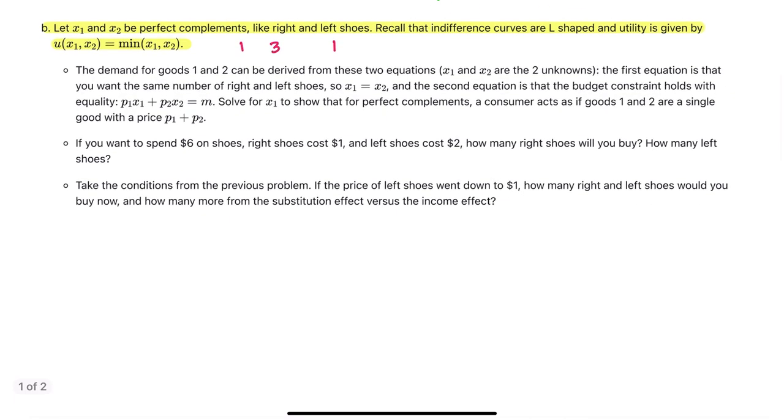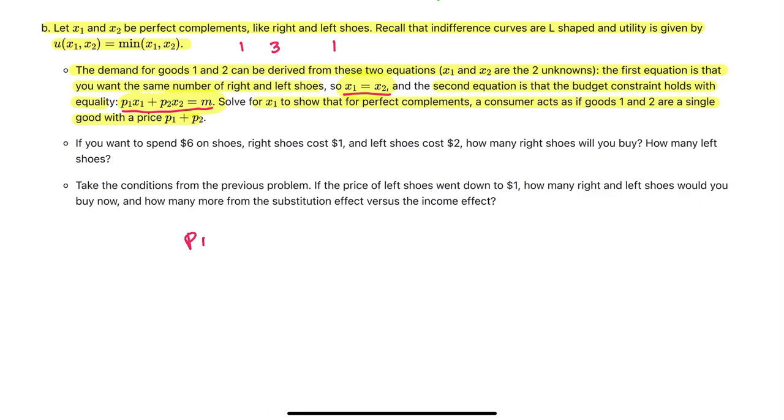So the first part says the demand for goods 1 and 2 can be derived from these two equations. X1 and x2 are the unknowns. First equation is that you want the same number of right and left shoes, so x1 equals x2. The second equation is that the budget constraint holds with equality. So P1 x1 plus P2 x2 equals M. Solve for x1 to show that for perfect complements, a consumer acts as if good 1 and good 2 are a single good with price P1 plus P2. So we have this equation, we have this equation. Let's combine them and solve for x1.